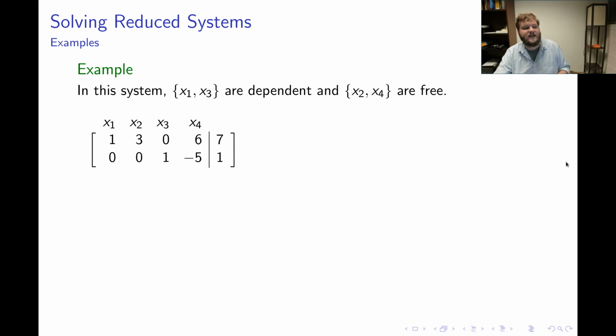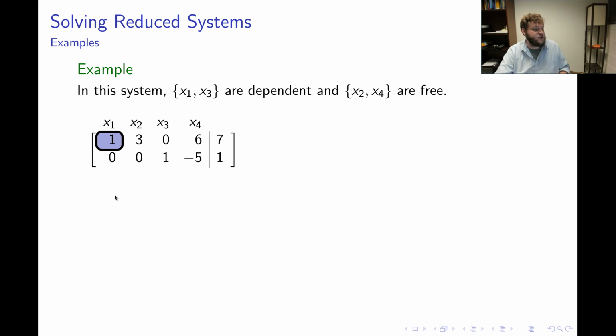So let's look at an example of a reduced row echelon form system. So here I have a reduced row echelon form system, and this system represents a system with 2 equations and 4 variables. Note that this is in reduced row echelon form.